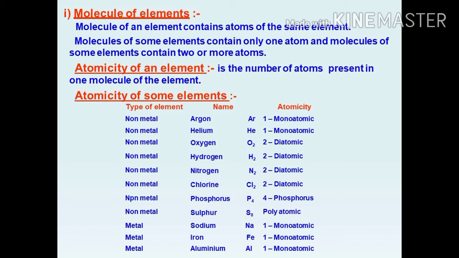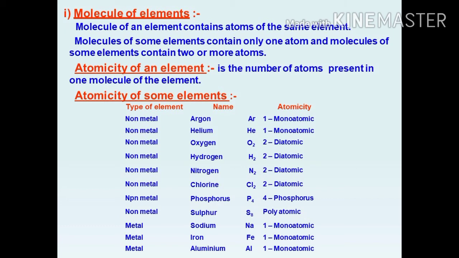If a molecule contains only one atom, that is known as monoatomic. An example for monoatomic is argon. Another example for monoatomic is helium. Only one atom is there. Then oxygen, O2. Two atoms are there. Two atoms come into one oxygen molecule.